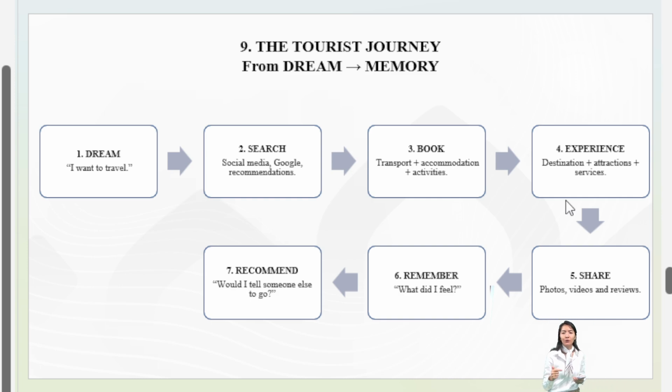The tourism journey, from dream to memory. I can say the structure is like a proper formula, because first we dream. We want to travel to a certain place. For example, I want to go to Paris, or I want to go to the UK. After that, we search in different resources, for example on the internet, on TikTok.